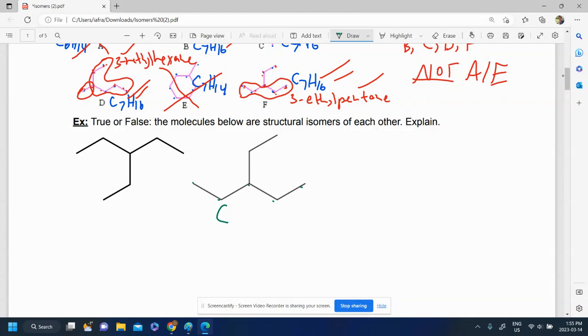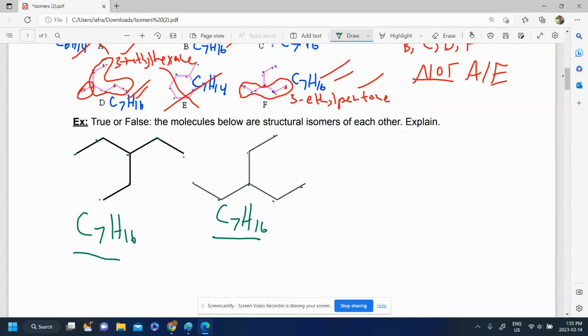So 1, 2, 3, 4, 5, 6, 7 carbons, C7H16. Here, 1, 2, 3, 4, 5, 6, 7, C7H16. So you might think, yes, maybe they are structural isomers because they have the same molecular formula, but let's check if they actually have a different bonding arrangement.